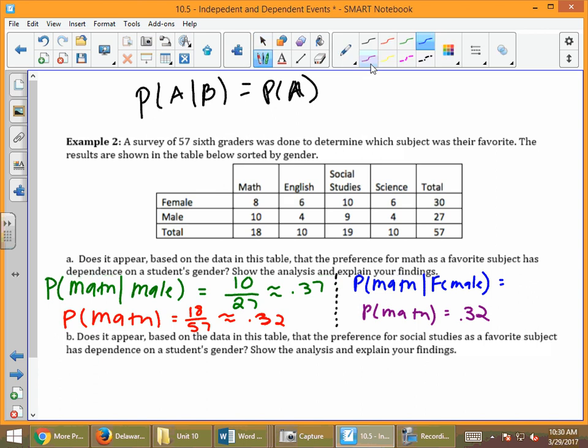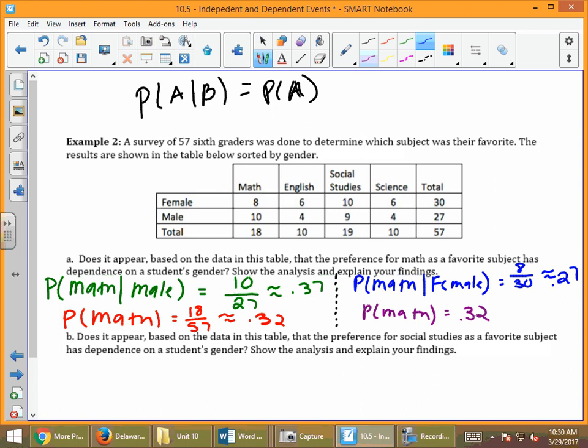Both. How many are female and math? 8. Look at the bottom. How many total females are there? 30. What's 8 over 30 as a decimal? 0.27? No. So there is some sort of effect. Being female does affect whether or not you like math.